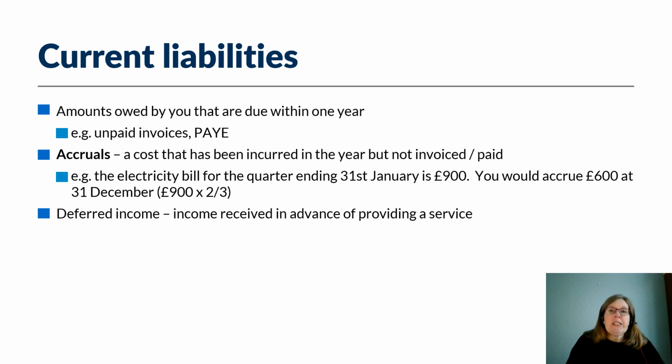Within current liabilities, we also record accruals, which are basically the opposite of prepayments, and are used to record liabilities where the whole or part of the cost has been incurred in your year, but you haven't had a bill yet. As an example, if your electricity bill for the quarter ended 31st of January comes in February, and it's for £900, then 2 months of that bill, November and December, relate to your year, and so you would accrue 2/3 or £600 at the 31st of December.